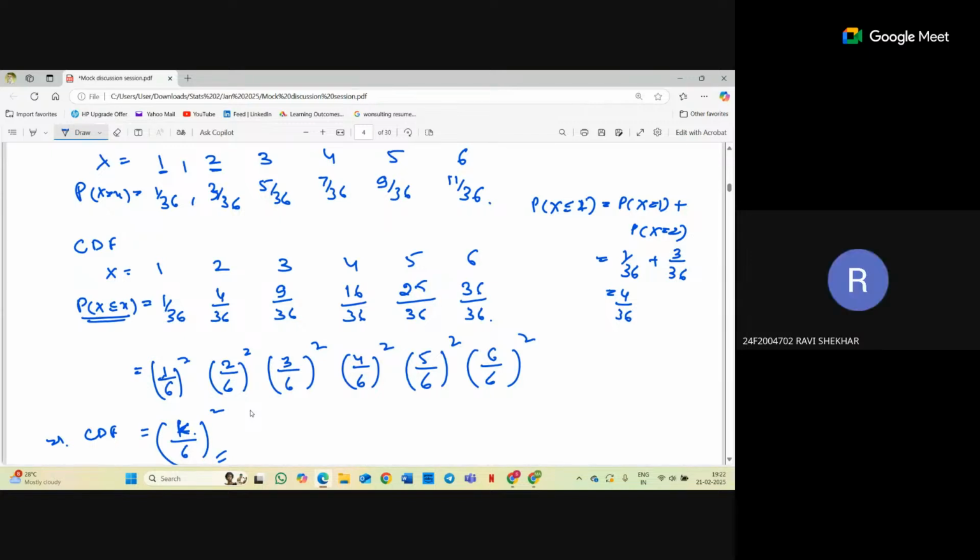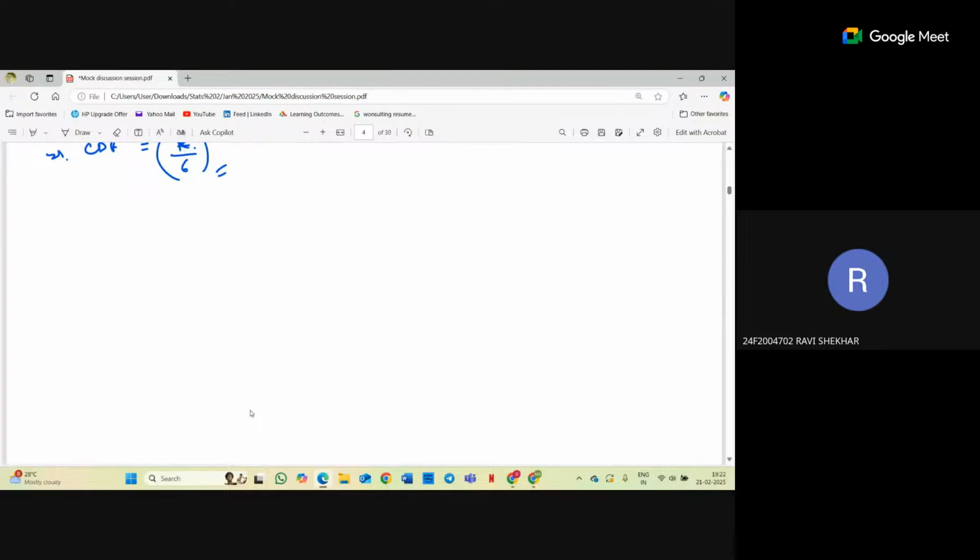Done, ma'am. Okay. You're getting the answer? Yeah, I'm getting two values. One of them is negative 2, another is 4. We know that negative is not possible, so 4 is the answer.